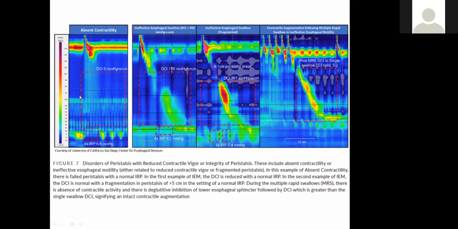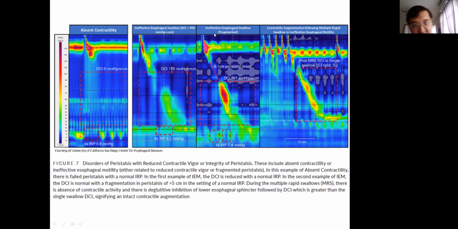So this is what I mean by absent contractility. The first diagram, you don't see anything at all, hardly any contraction activity. IRP is normal. But again, in your mind, if in this example IRP is very normal, 6.8. But if you get an upper limit of normal, always think of early achalasia. For ineffective esophageal swallow, the DCI is less than 450 but still more than 100, meaning it's not really failed peristalsis, it's just weak peristalsis. So this is the pattern seen here, where the IRP is normal and the DCI is still within the weak peristalsis range.